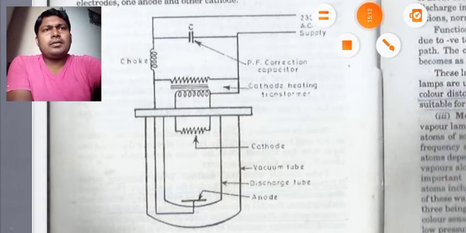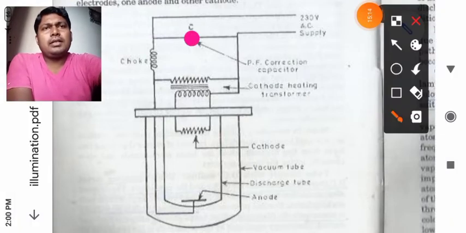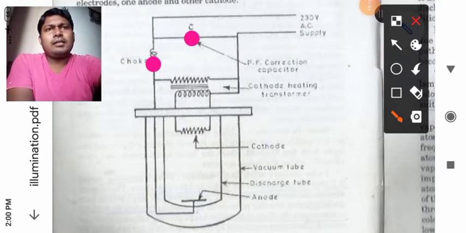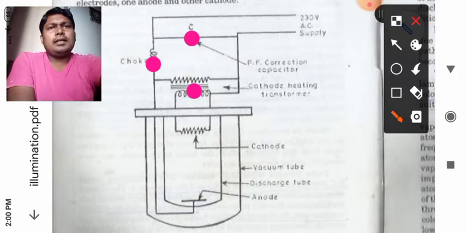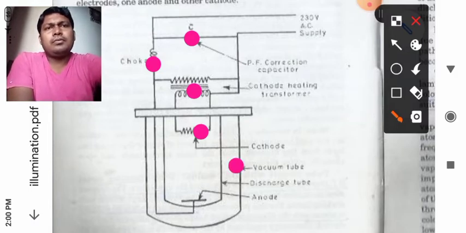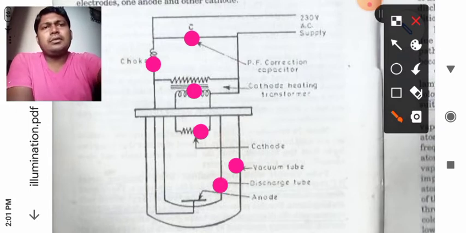So let me just show you also. This is the capacitor, this is the choke. There is a cathode heating transformer, which is this one, and it has been connected to the cathode part. Also, the tube is vacuum. Inside the glass tube, it is vacuum. There is a discharge tube also, and there are an anode and a cathode. This cathode I have already shown you. This is the anode one.